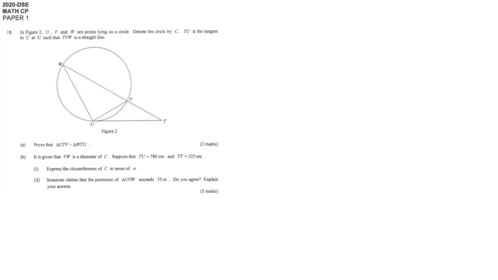In this figure, TU is the tangent. So very straightforward. You should realize that there is an angle in alternate segment. These two angles are the same, and then together with one common angle here, we have a pair of similar triangles already. UTV is similar to WTU.